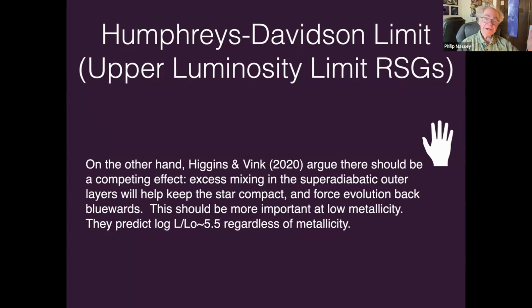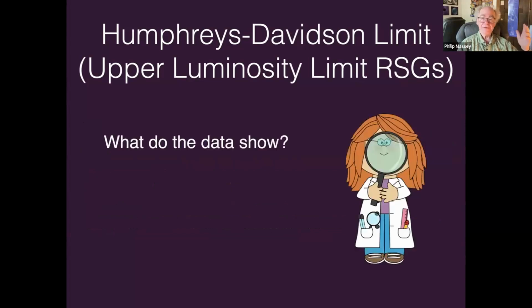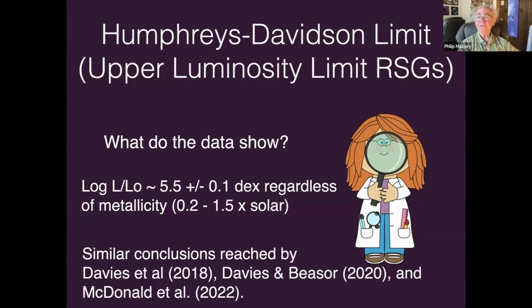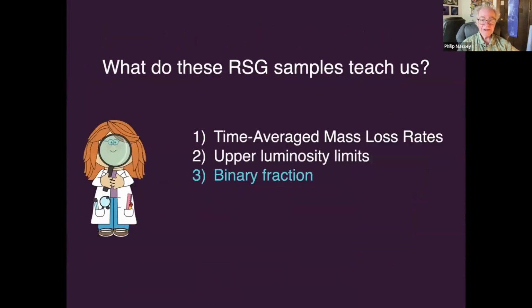So when we look at all the data we have on the SMC, the LMC, M31, and M33, what we find is, in fact, the limit is 5.5, plus or minus 0.1 dex, regardless of metallicity, which I think is a really cool result. And other people have come to the same conclusion.